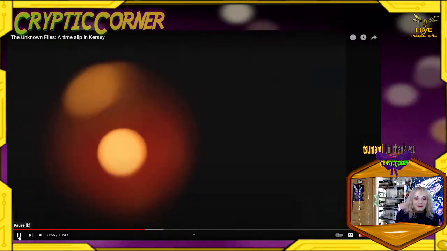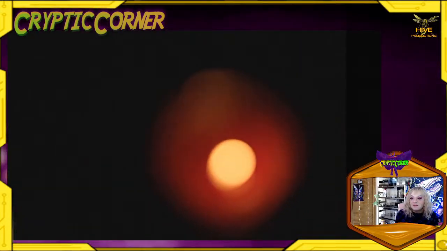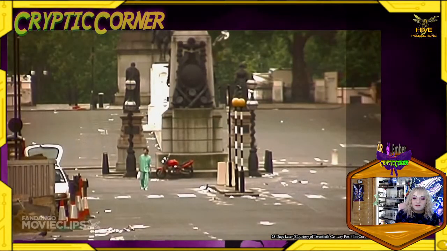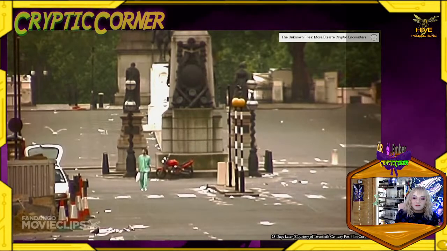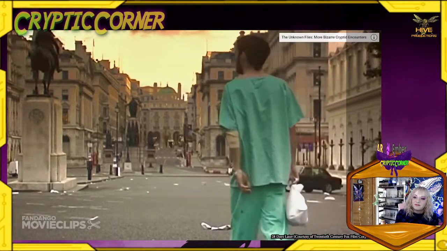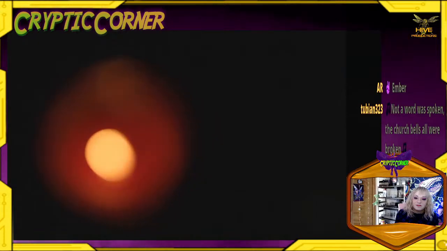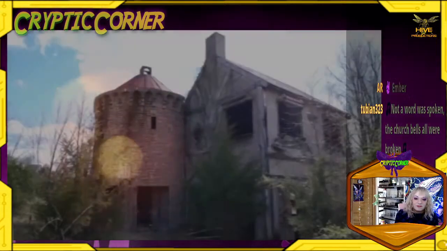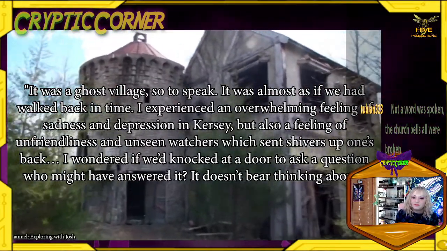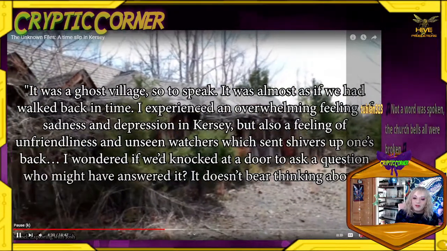Everything seemingly frozen in time. Even some ducks in a nearby stream were standing motionless. And maybe even weirder still was that there was no one out walking about, despite it being a pleasant sunny day. Even the smoke from the chimneys had stopped smoking. Indeed, as they entered the village, it seemed entirely deserted. And as one of the cadets would say of the unsettling, eerie scene, it was a ghost village, so to speak. It was almost as if we had walked back in time. I experienced an overwhelming feeling of sadness and depression in Kersey.